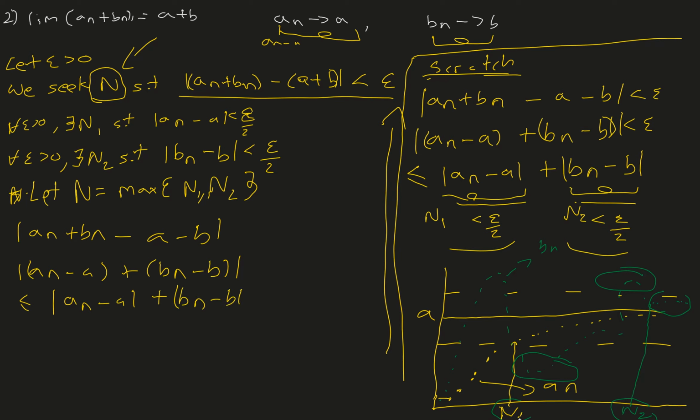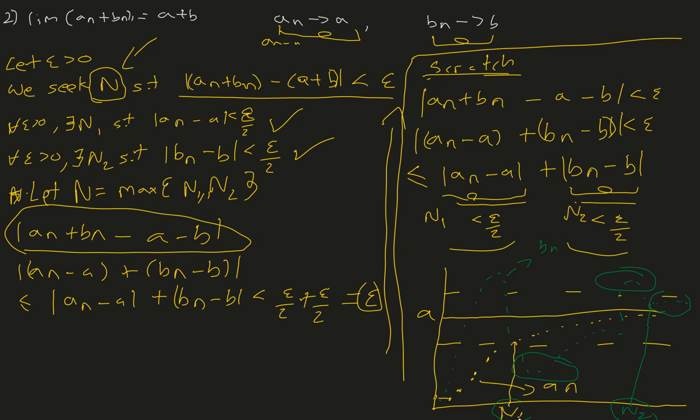Since we know both of these converge, we can make them as small as we like, and we chose N1 and N2 such that they're both less than epsilon over 2. So this is less than epsilon over 2 plus epsilon over 2, which is equal to epsilon. Because of the clever trick of choosing epsilon over 2, we get that this sequence as a whole is less than epsilon, and that's what we wanted to show, and we're done with the proof.